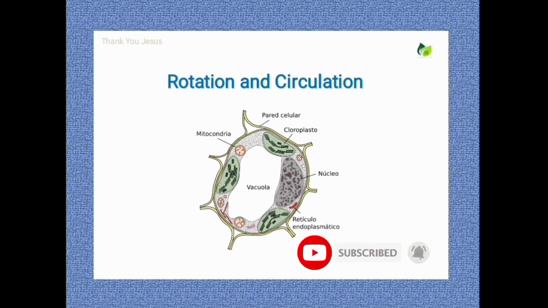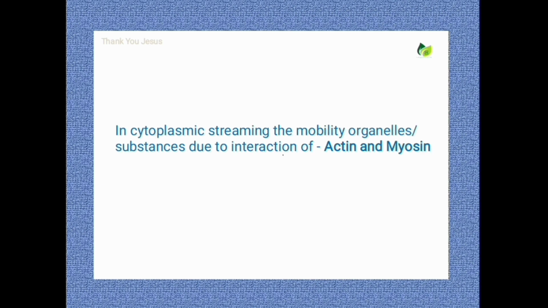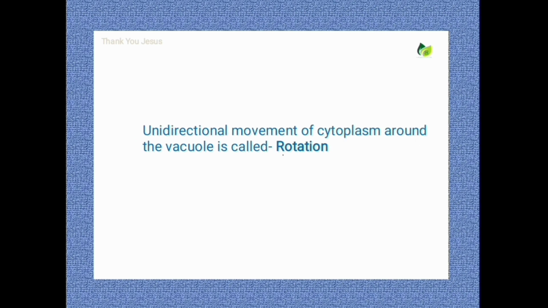Now coming to the competitive bits from rotation and circulation. Circulation movements of protoplasm can be observed in staminal hairs of Rheo. Answer is staminal hairs of Rheo. Now coming to the next question. In cytoplasmic streaming, the mobility of organelles and substances is due to the interaction of, answer is actin and myosin. Answer is actin and myosin. Now coming to the next question. Unidirectional movement of cytoplasm around the vacuole is called, answer is rotation.